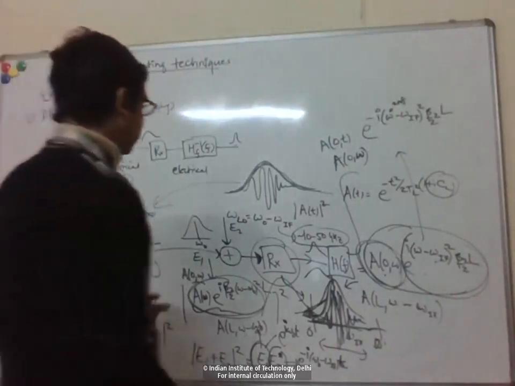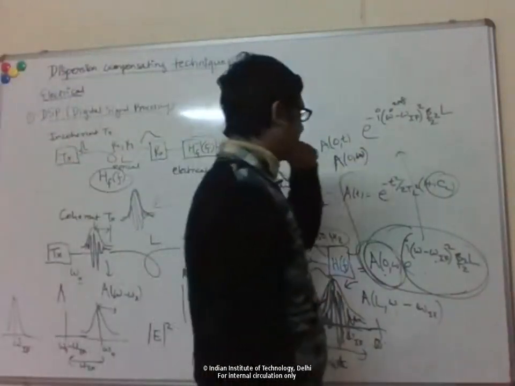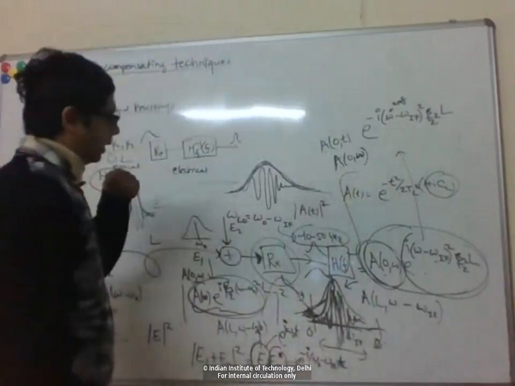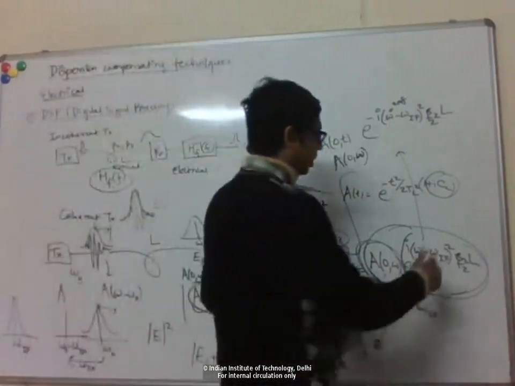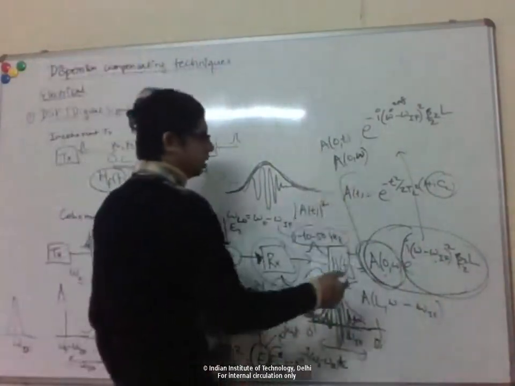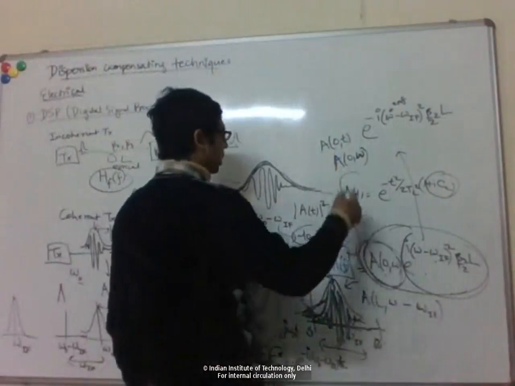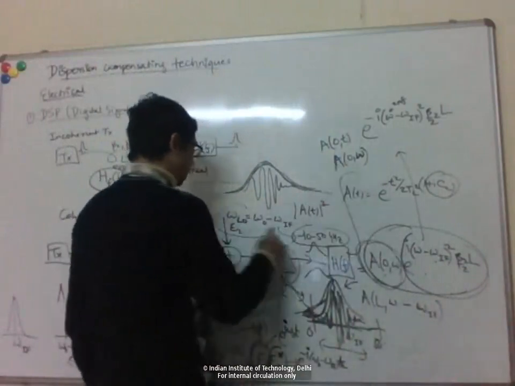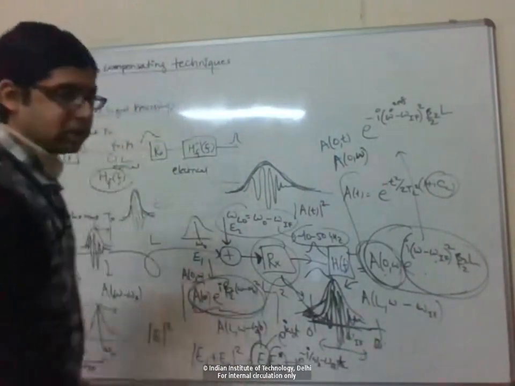Okay, and the nice thing about this electronic technique is that you can do this for each channel, right? So you don't need any additional optical components. All you need is just this local oscillator, so another laser at your receiver.